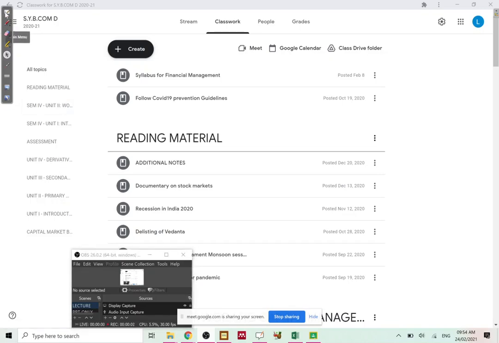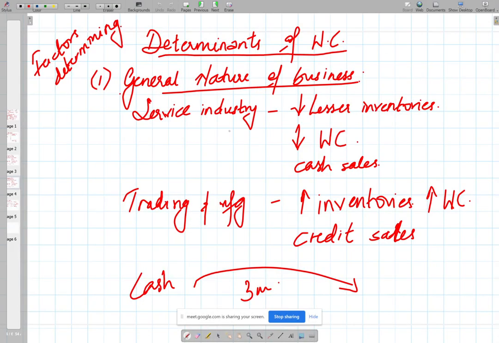So in the previous lecture we looked at the determinants of working capital, the first 2 points. We are looking at what the different factors are which help us decide how much working capital will be required in the business. Do we need lesser working capital? Do we need to be prepared with a higher level of working capital?